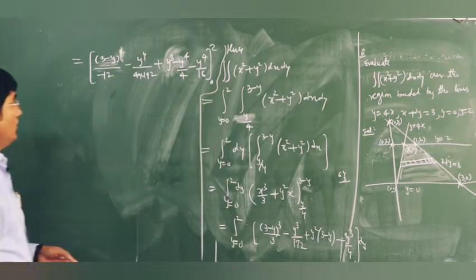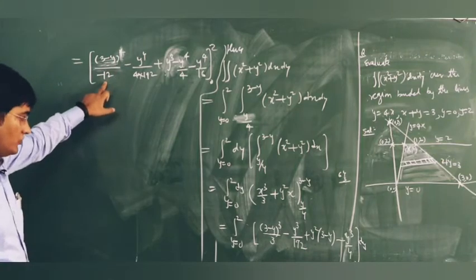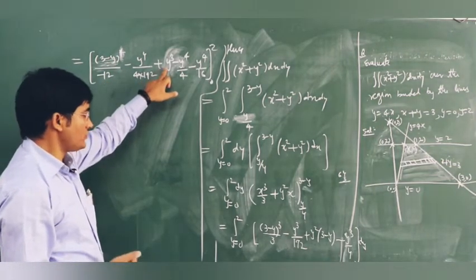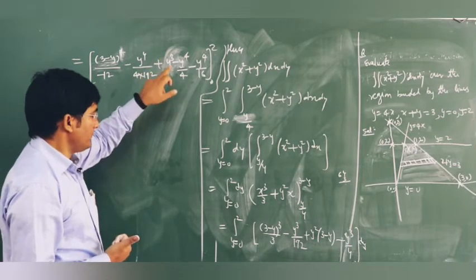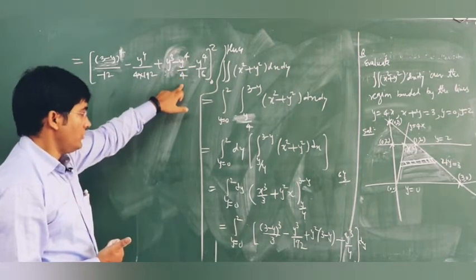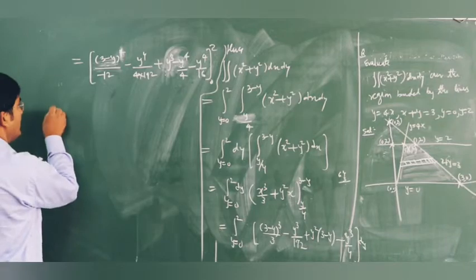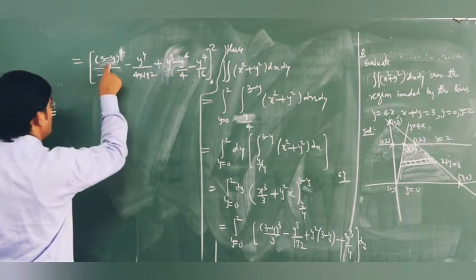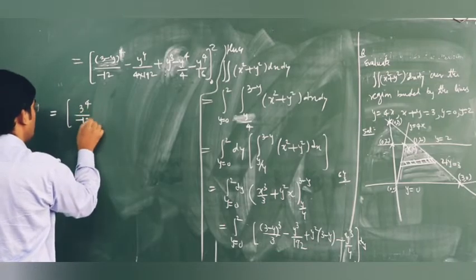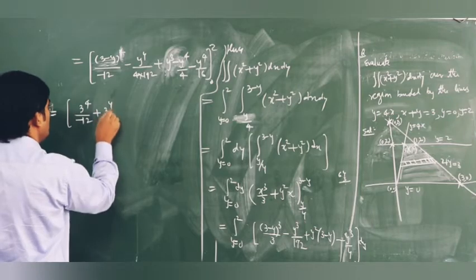Okay, this is your 3 minus y power 4 upon 4, so we have 12. Then we will have 3y square, so this is your y cube. Then we have minus y cube, that means y4 upon 4, then y4 upon 16. So just put the values of y as 2. If you put y equal to 2, then this will be 3 power 4 upon minus 12, and for the lower limit we will have plus 3 power 4 upon 12.